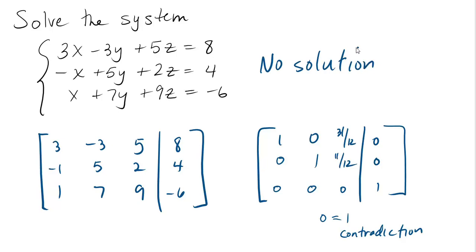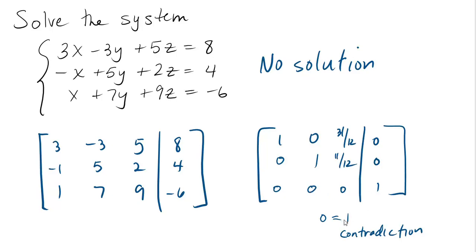The graphs of these equations are actually planes, two-dimensional surfaces. In all of our previous examples, those three planes have intersected at a point. These three planes don't intersect at a single point. You can tell that in the matrix representation because we have a string of zeros equal to a non-zero number.